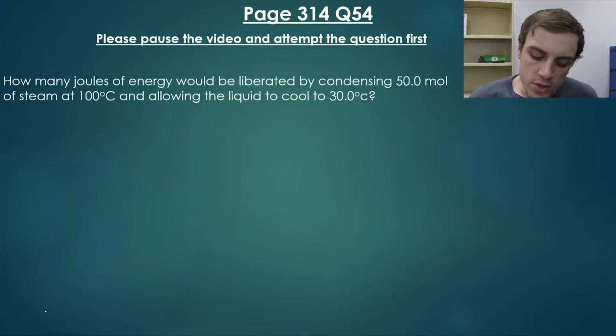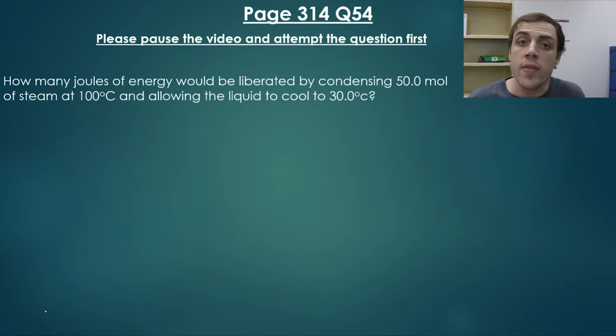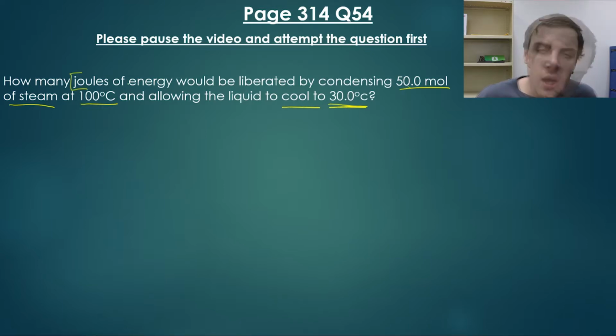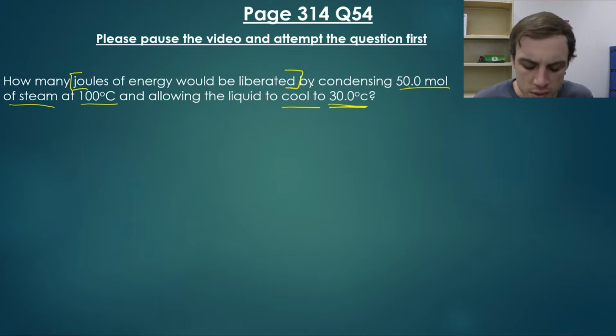Okay, let us now move on to question 54. So again, pause this video, have a go yourself, and then press play and we'll work through it together. So the question says, how many joules of energy would be liberated or released by condensing 50 mole of steam at 100 degrees Celsius and allowing the liquid to cool to 30 degrees Celsius? So the question is asking how much energy would be released. They're just trying to use different fancy words.